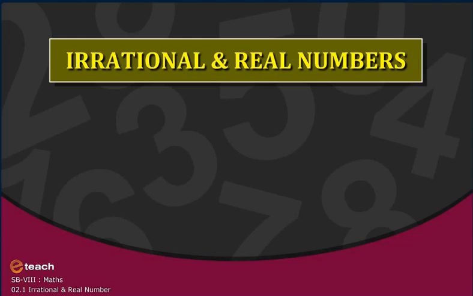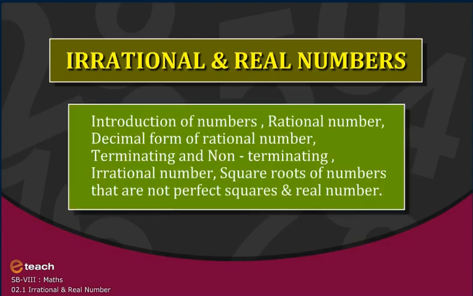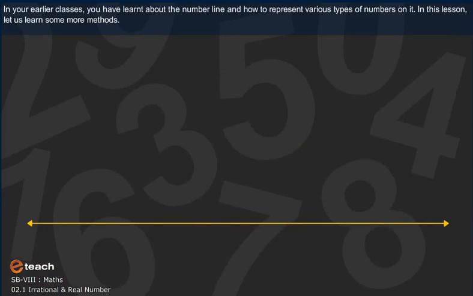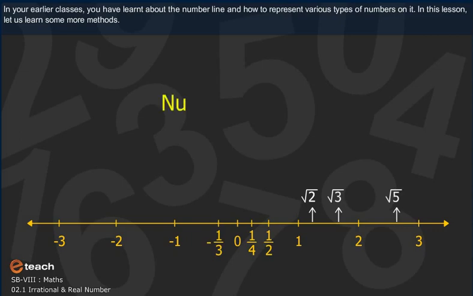Irrational and real numbers. Introduction of numbers, rational numbers, decimal form of rational number, terminating and non-terminating, irrational number, square roots of numbers that are not perfect squares, and real number. In your earlier classes, you have learned about the number line and how to represent various types of number on it. In this lesson, let us learn some more methods.